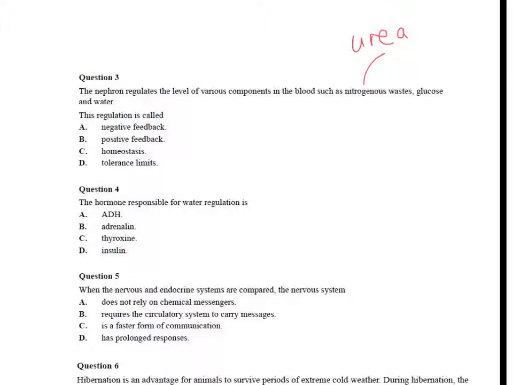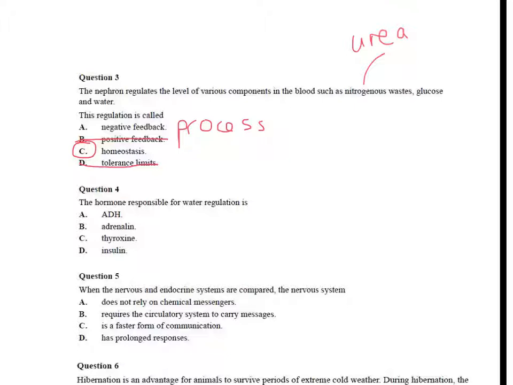Okay. Now, basically, for the answers here, I think we can cross out positive feedback, and we can cross out tolerance limits. And then it comes down to between these two. Now, because we're asked what the regulation is called, negative feedback is the process by which it is regulated. So negative feedback is actually the process, it is not the term itself. So the term itself has got to be homeostasis.